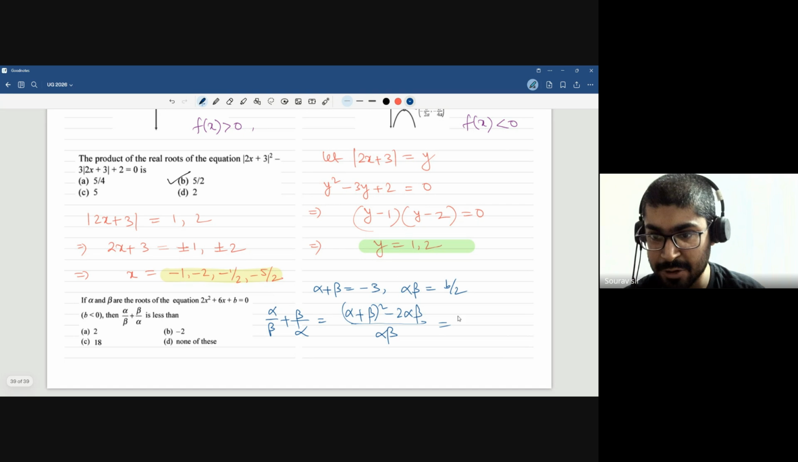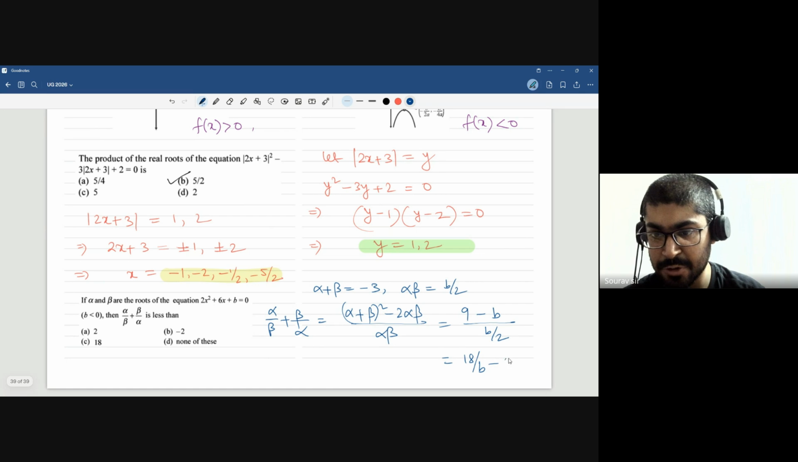So alpha plus beta whole square, you know, this is 9 minus 2 into b by 2. So that will be 2 into, okay, this is just b, right? And alpha beta is b by 2. So this is basically, if I simplify it, I'll get 18 by b minus 2.